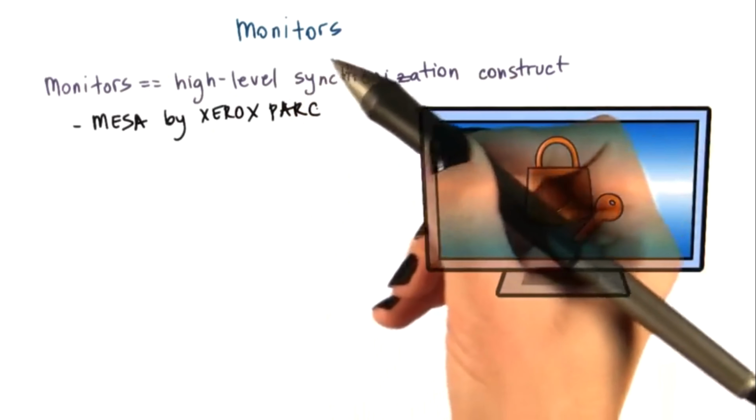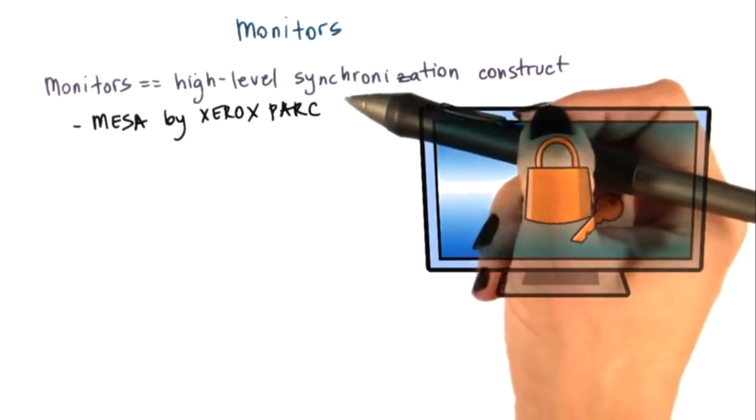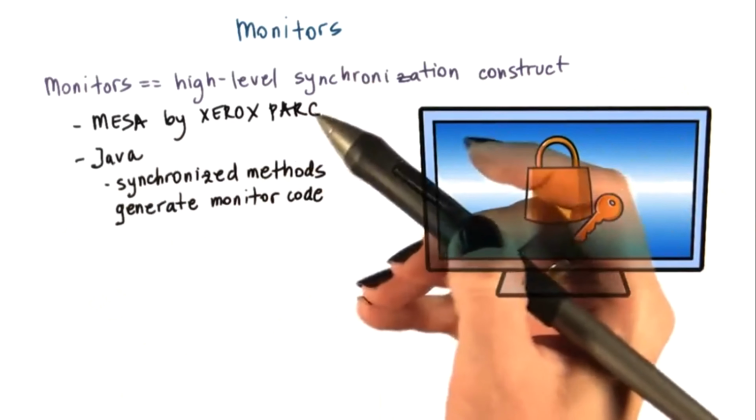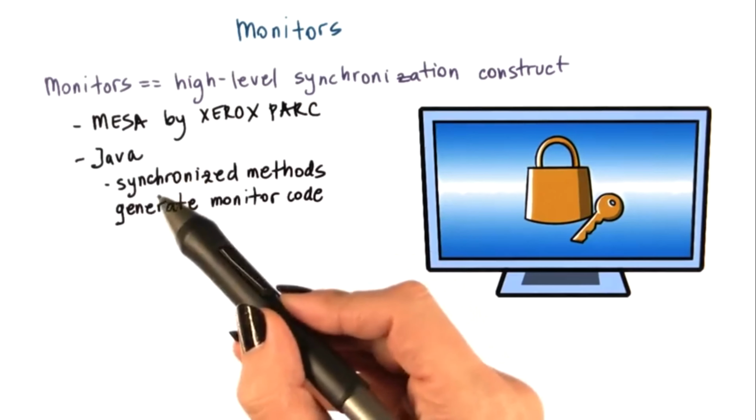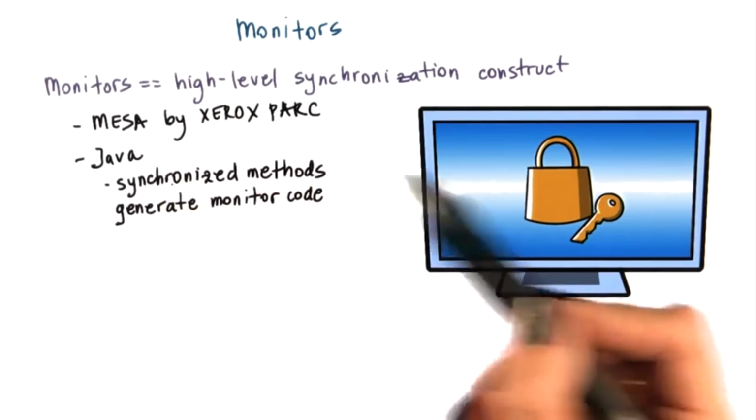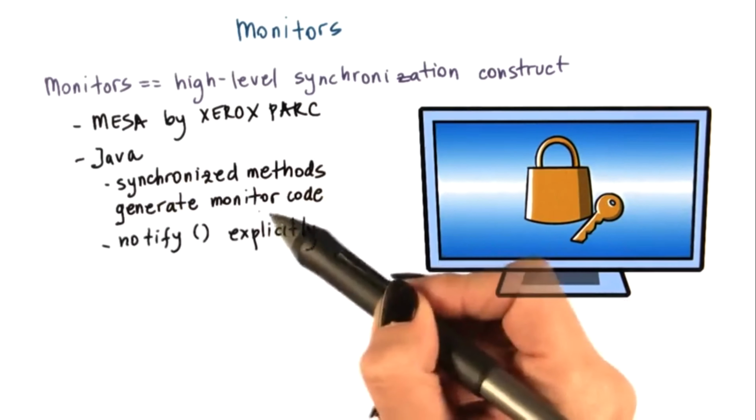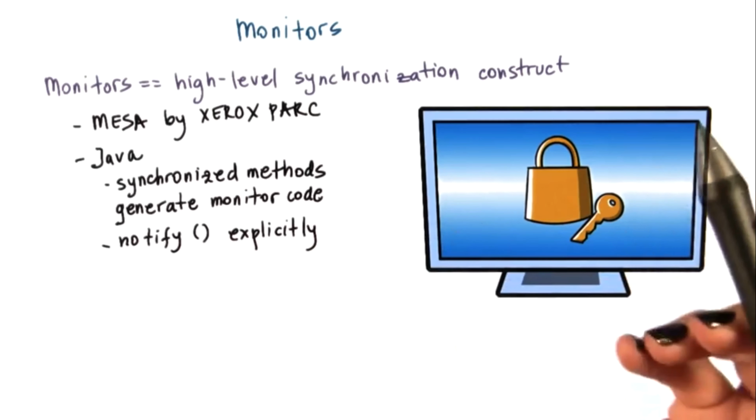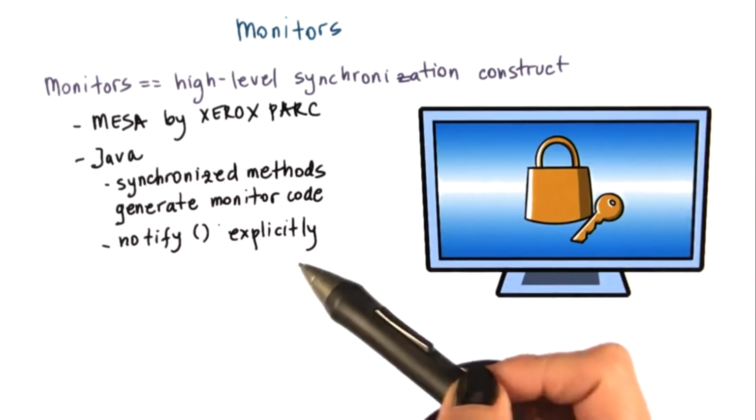Historically, monitors were included in the Mesa language runtime developed by Xerox PARC. Today, Java supports monitors too. Every single object in Java has an internal lock, and methods that are declared to be synchronized are entry points into this monitor. When compiled, the resulting code will include all of the appropriate locking and checking. The only thing is that notify has to be done explicitly.